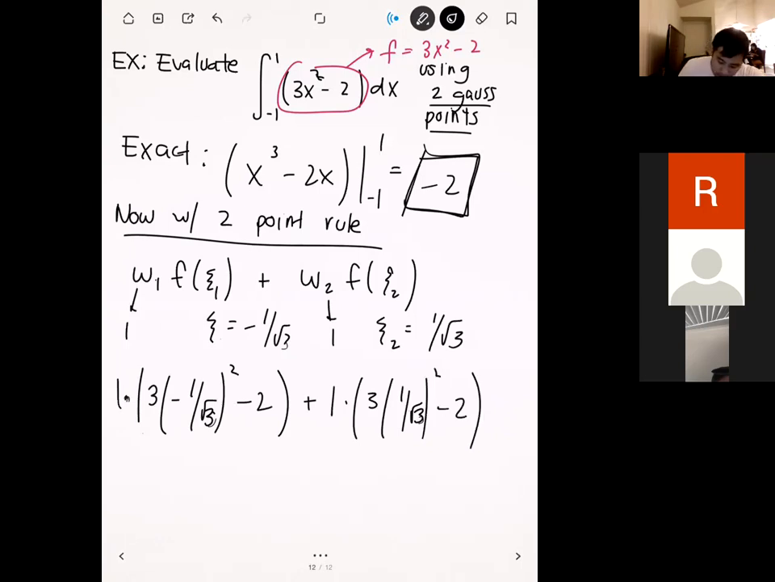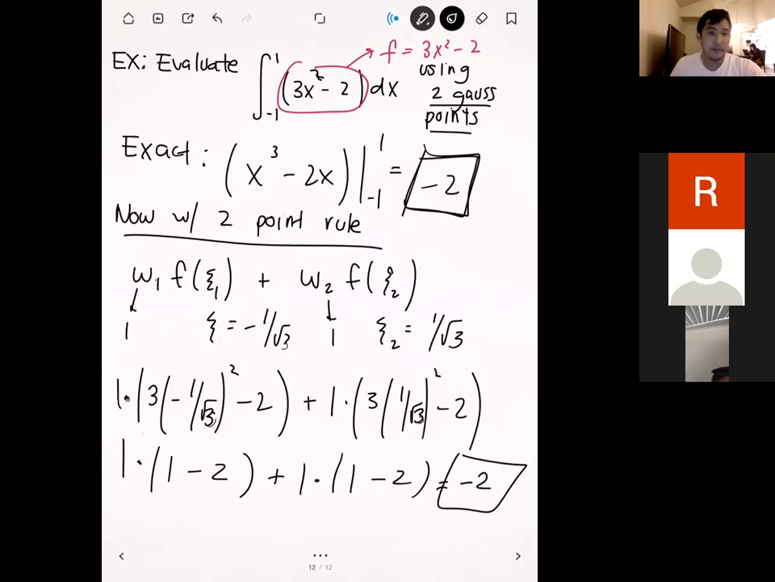And so we evaluate this. We have 1 multiplied by 1 over root 3 squared, which is just 1 over 3. So we have 3 over 3, which is 1, minus 2. Plus 1 times 1 minus 2, because 1 over root 3 squared is 1 over 3. And we get minus 2. And so it's as simple as that.